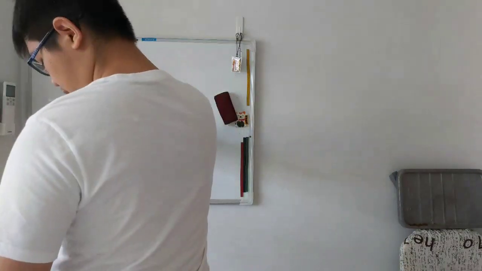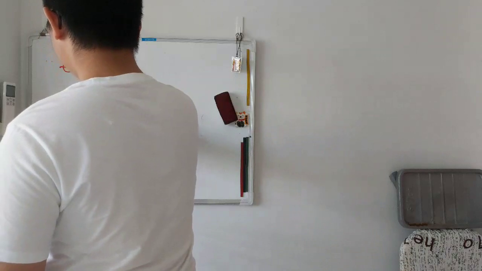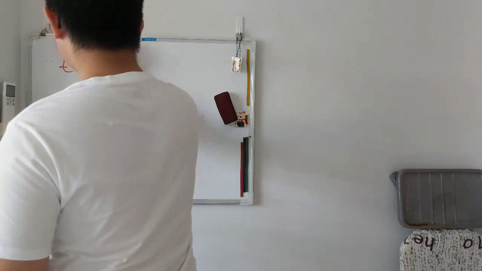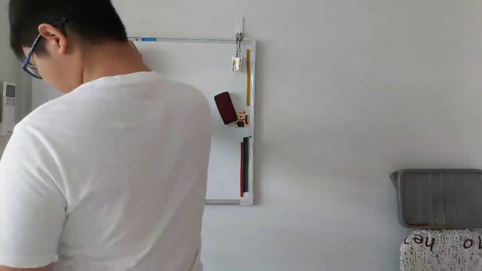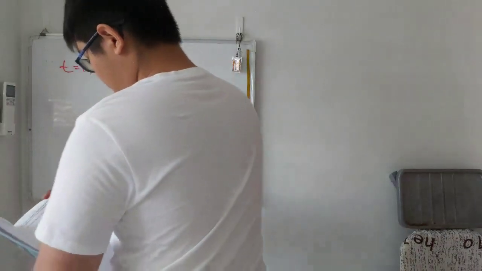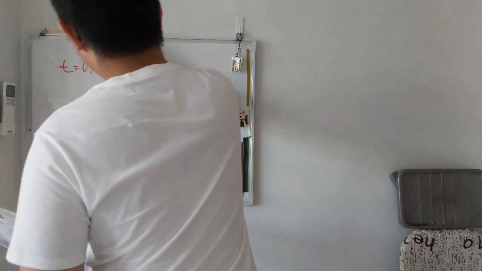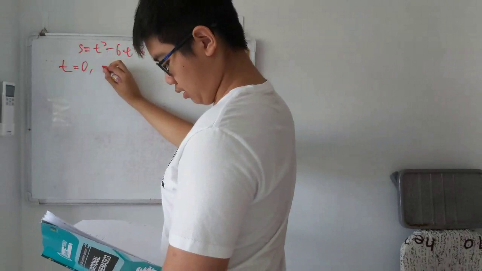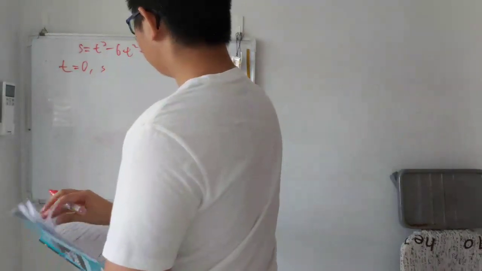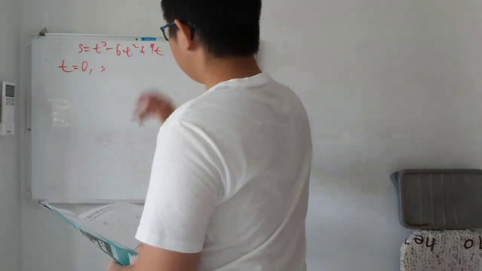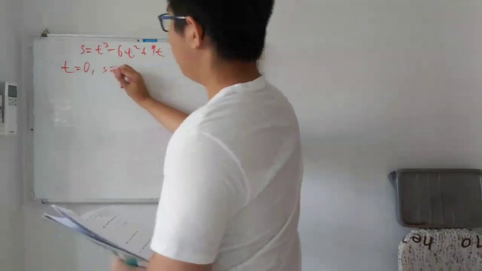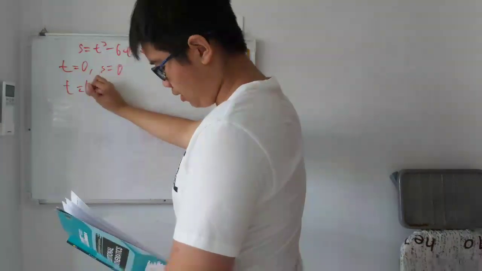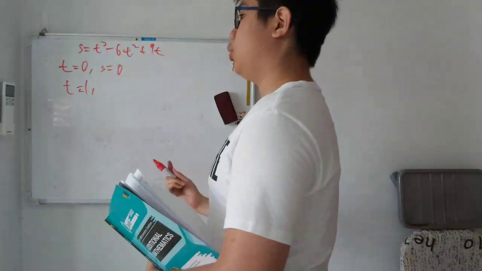Okay? So let's consider s at those values. When t is equal to 0, remember that s is equal to t cubed minus 6t squared plus 9t. So s is just equal to 0, because everything here is 0. When t equals 1, remember that this is a turning point.